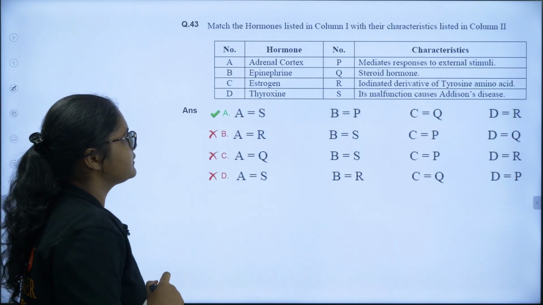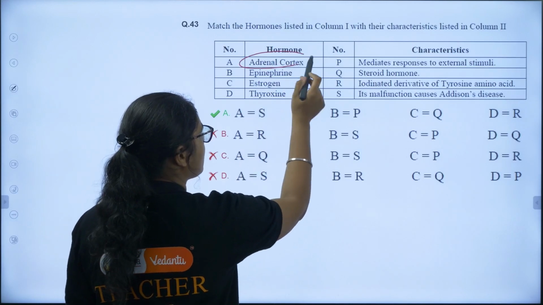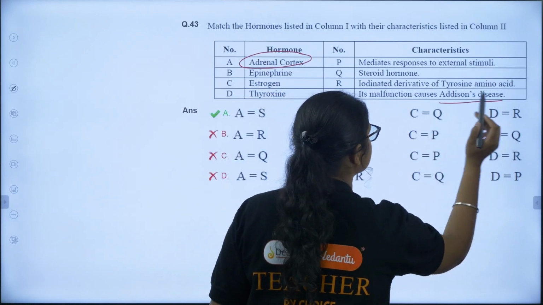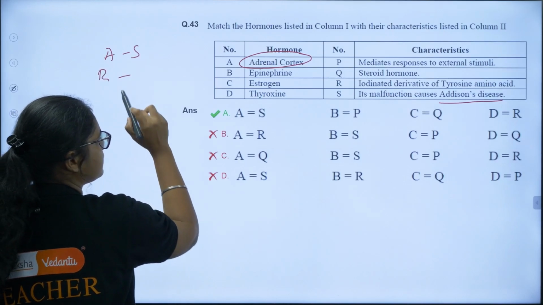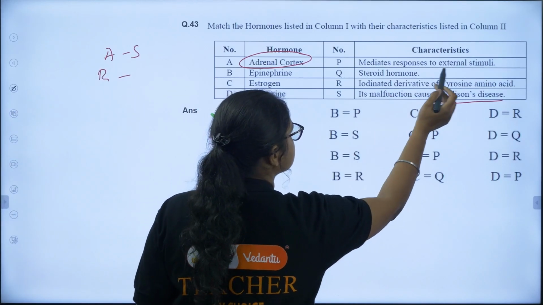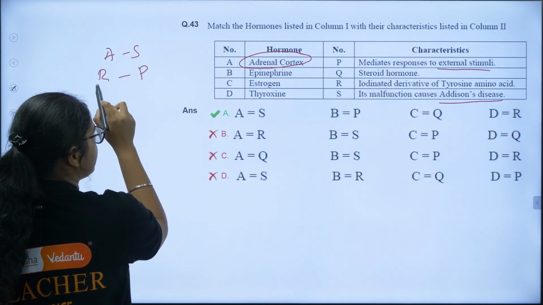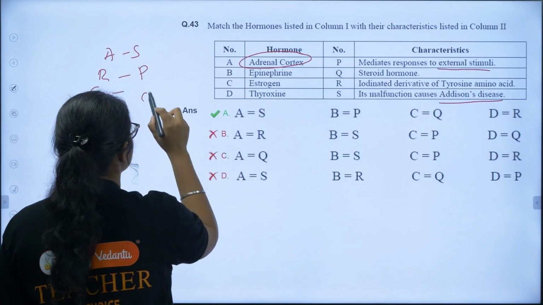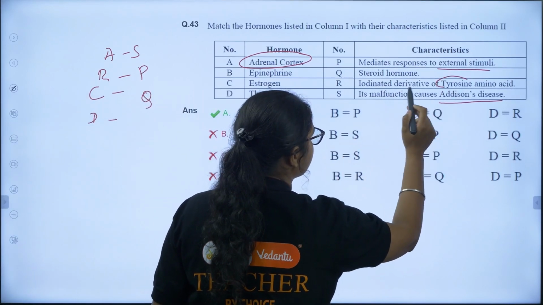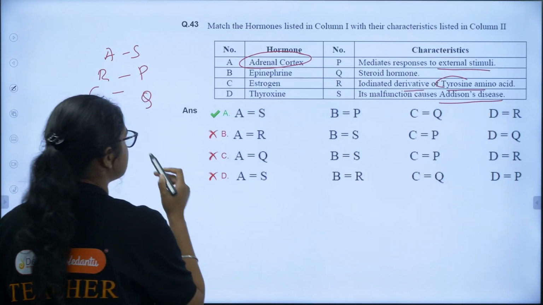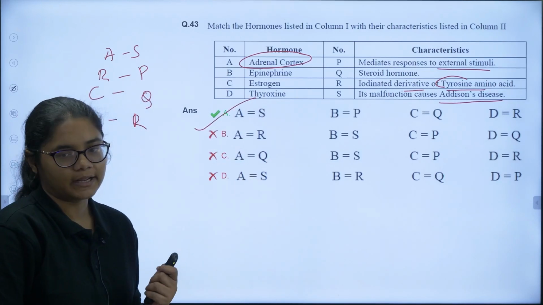Now if you see the next one, here we have some matching. So adrenal cortex is for your Addison's disease. So you have A with S. Next B, if you see epinephrine, it is with your responses to external stimuli. So B is P. And then estrogen is a steroid hormone, so C is Q. And then thyroxine is an iodinated derivative of the tyrosine amino acid, that is your R. So this matches with your option number A. Correct answer is option A.